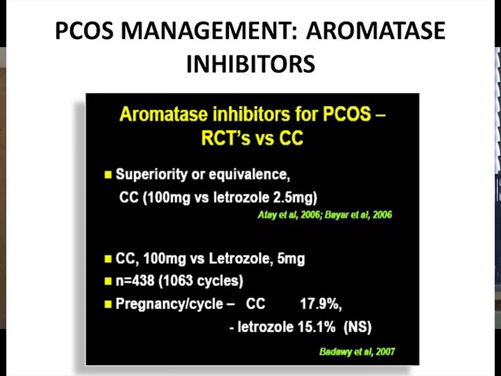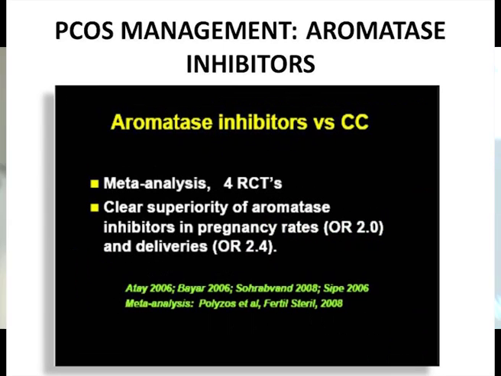And the outcome was such that, with clomiphene 100 and letrozole 5 on this other study, the pregnancy rates were 17.5, or say 18%, with Clomid and 15% with letrozole. So Clomid still came out on top, nonetheless. And then you look at this meta-analysis by Polyzos. This was published in 2008. Four randomized controlled trials were included in that analysis. And there was a clear superiority of aromatase inhibitors in pregnancy rates, almost a 20% increase, and deliveries 2.4.